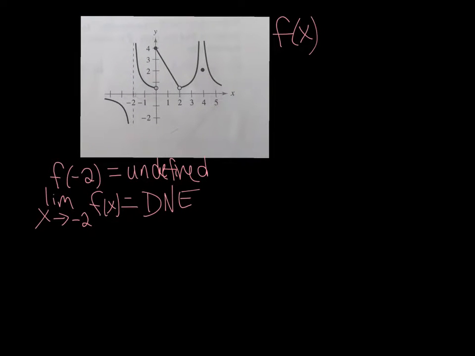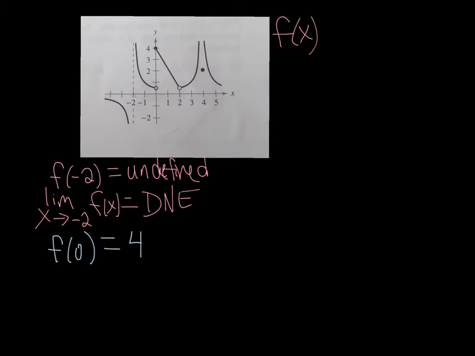What about 0? What is f of 0? When x is 0, what's the y value? You have to look for that filled in dot. So when x is 0, go up the y-axis and you see that the y value is 4.